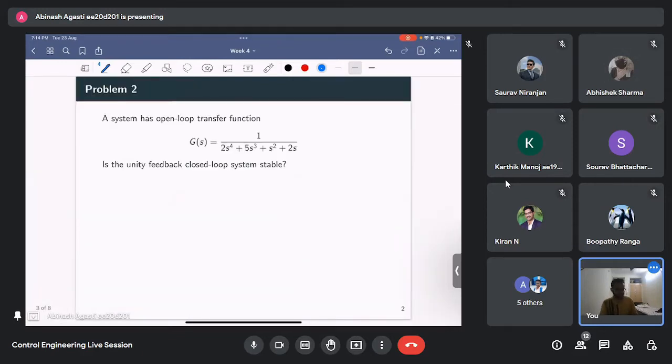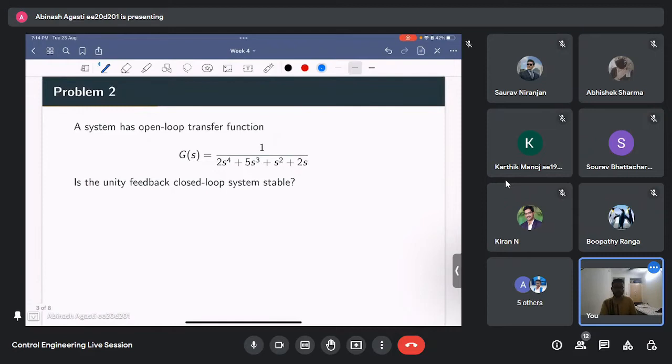Okay. So now we have the system. A system has an open loop transfer function as given by G(s). Is the unity feedback closed loop system stable? So what do we do with this? We will try to use the Routh-Hurwitz array to determine whether the closed loop transfer function has any poles in the right half plane or not. Correct. So first let us find out the closed loop transfer function.